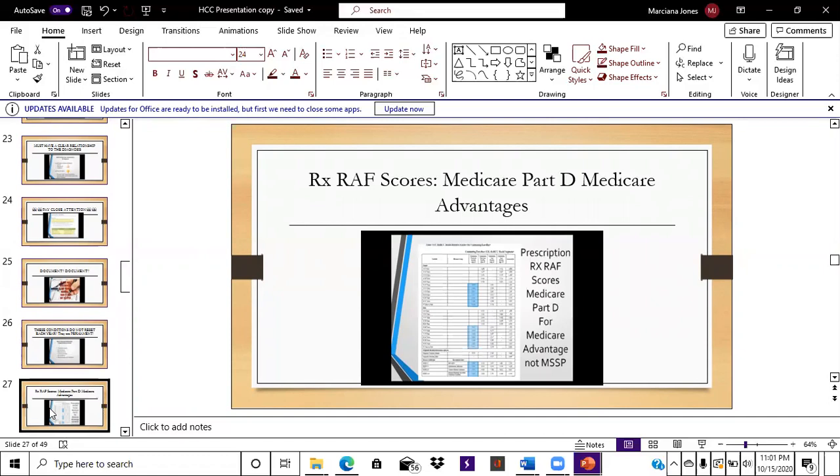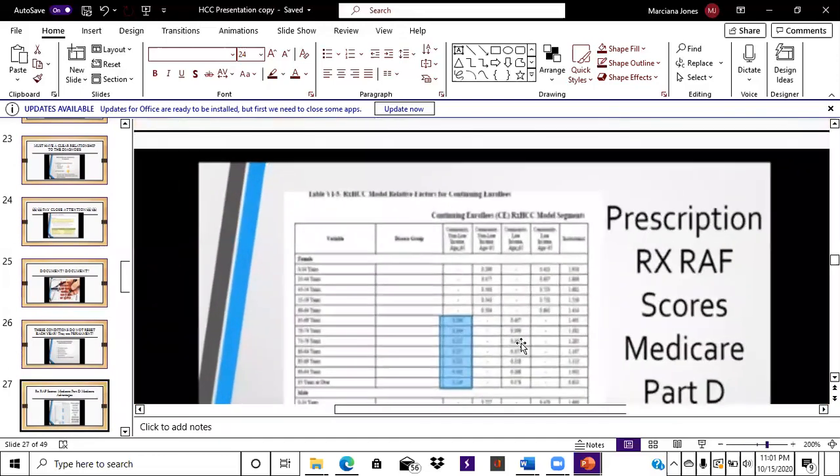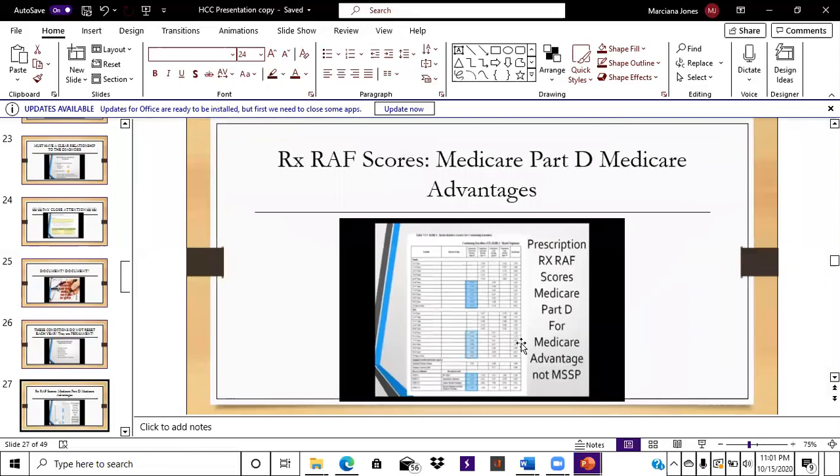So, prescription RAF scores, Medicare Part D for Medicare Advantage and not MSSP. Let me see. Will it get bigger? Can you see it? Not really. So we talked about the medical RAF. There's also a prescription RAF for Medicare Part D and Medicare Advantage.